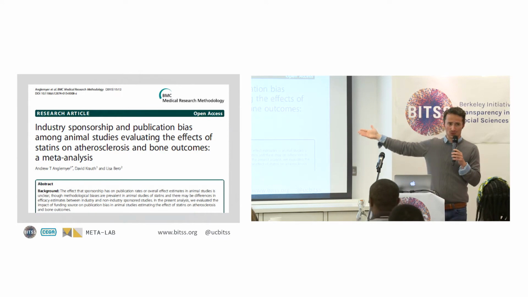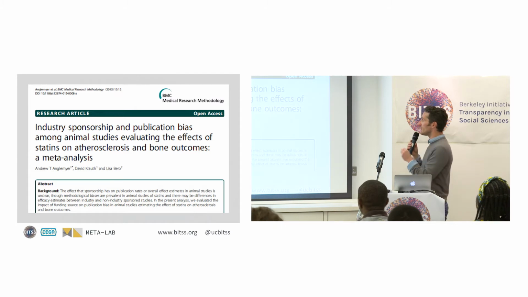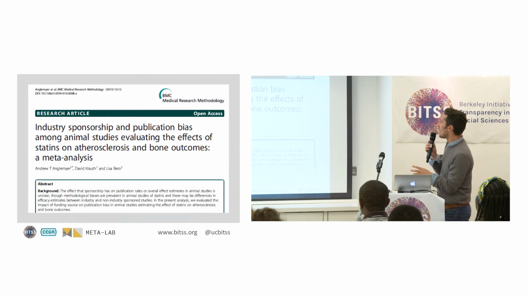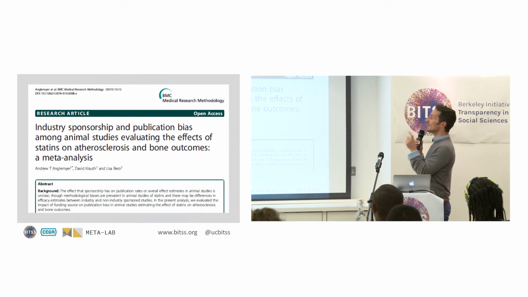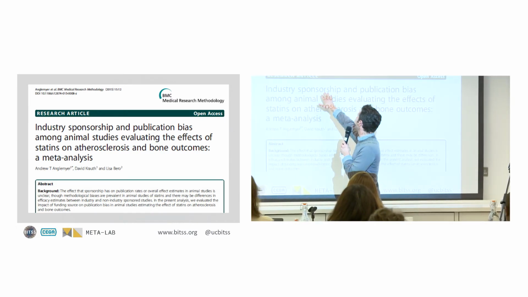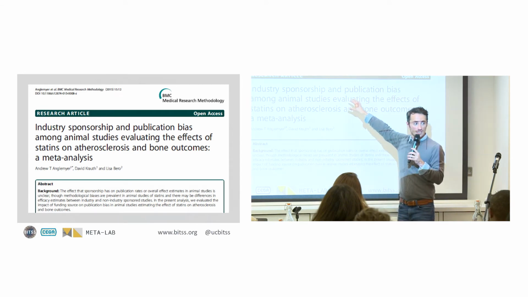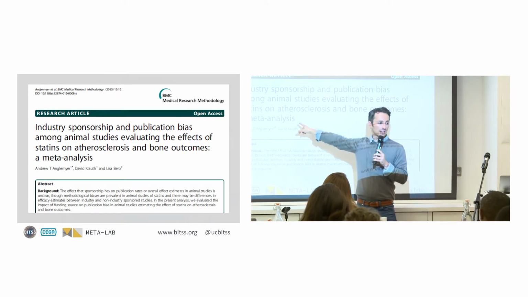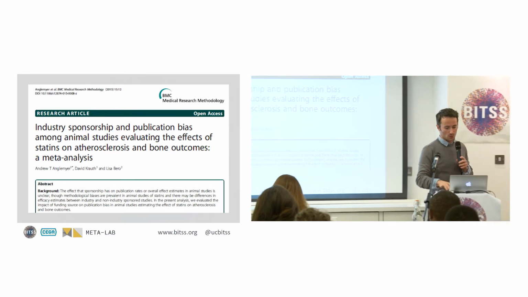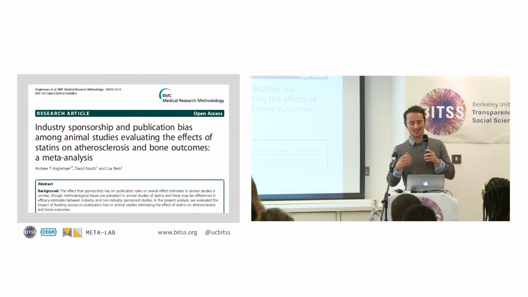I wish all titles read like this: Industry Sponsorship and Publication Bias Among Animal Studies Evaluating the Effects of Statins on Atherosclerosis and Bone Outcomes, a meta-analysis. So here I've got my explanatory variable, my outcome variable, the data or the context, and then the type of analysis, the methodology. So I wish more titles were written like this. And I would encourage you to write these kinds of titles as opposed to more poetic or fun titles.